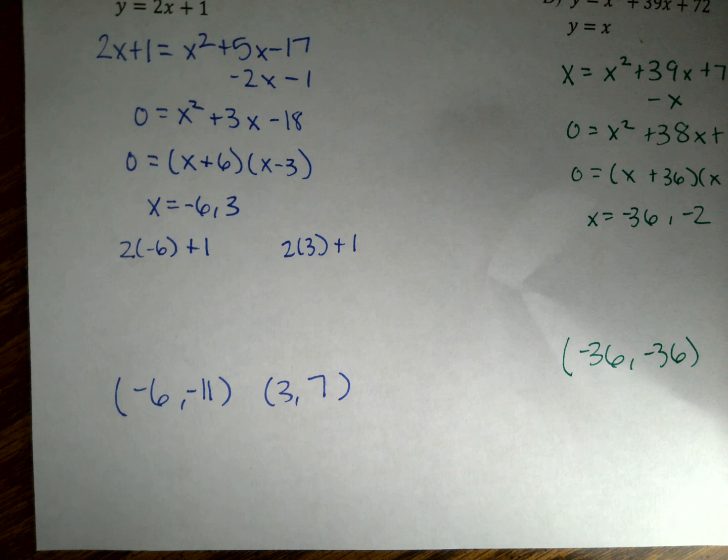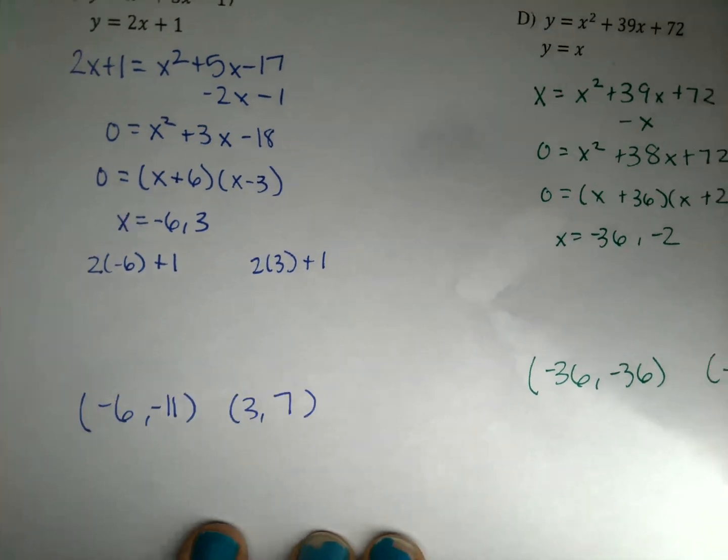So you should have gotten x plus 6 and x minus 3. So my zeros are at negative 6 and positive 3. So when I plug negative 6 back in, I get negative 11. If I plug 3 back in, I get 7. So these are the 2 points where those two graphs intersect.